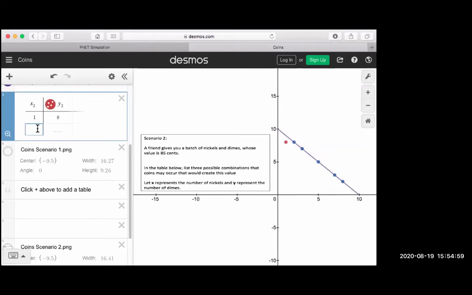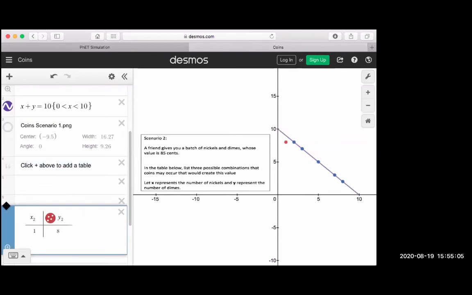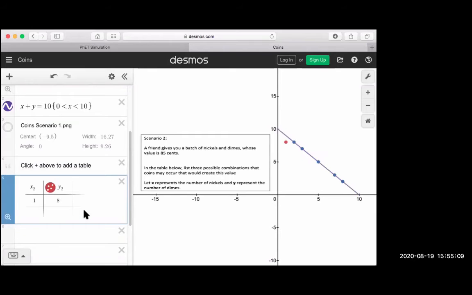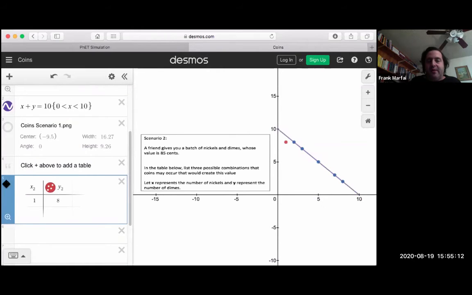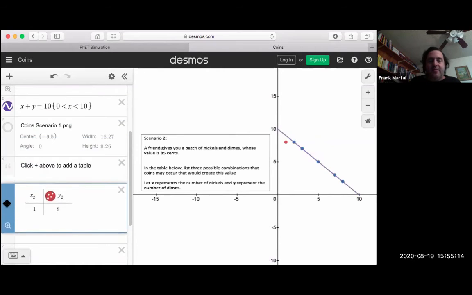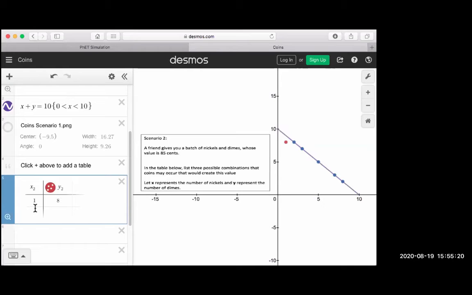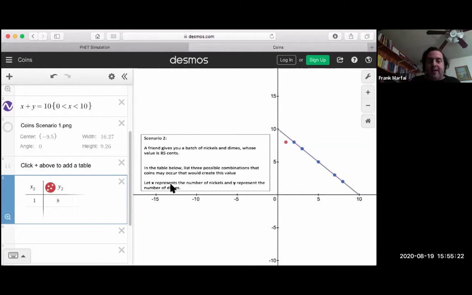So for your second table, you just want it to be a value of 85 cents, right? Yeah. Okay. And you can also move your tiles around in Desmos, so you're not stuck in the order. You can always move them around if you find it more convenient. And you said X were nickels and Y was dimes, right? Yeah, let X be the nickels and let Y be the dimes. So, okay, with 1 nickel, 8 dimes works.